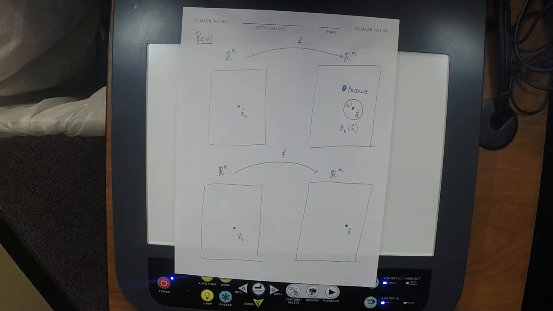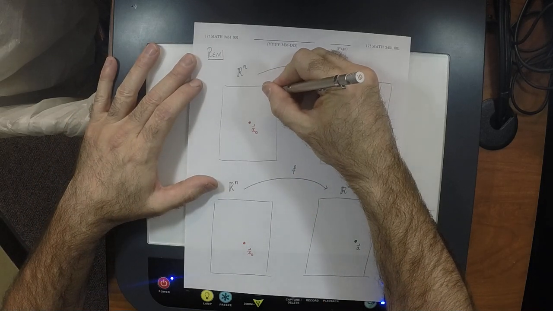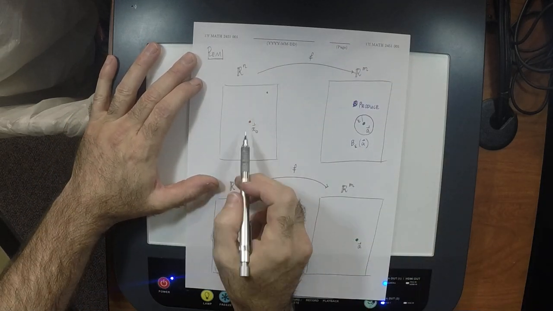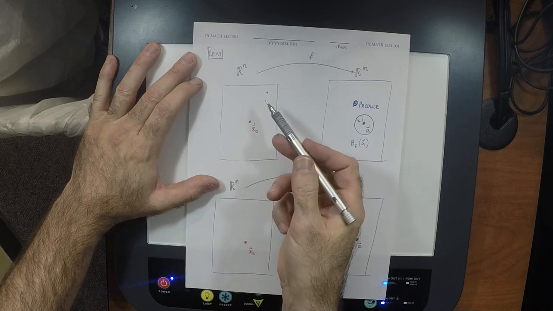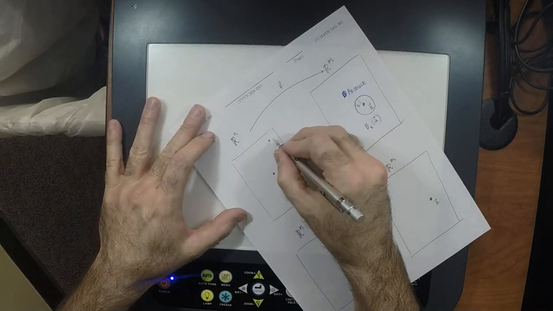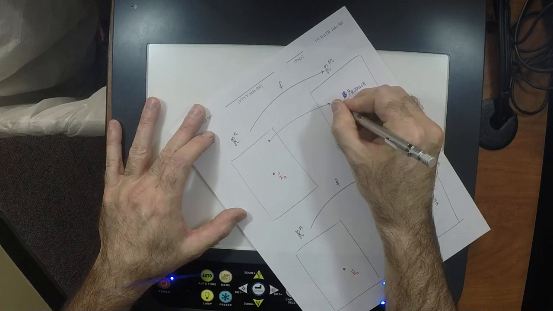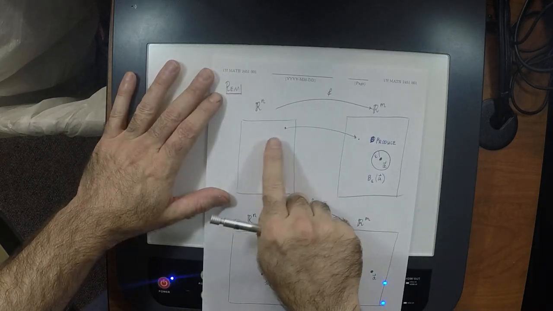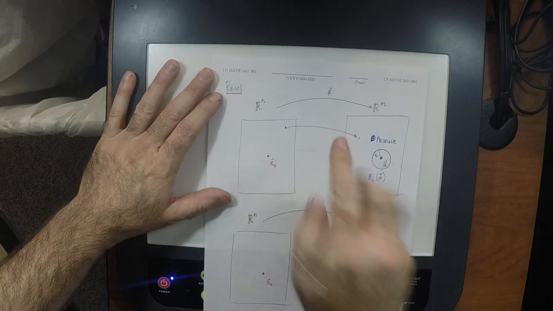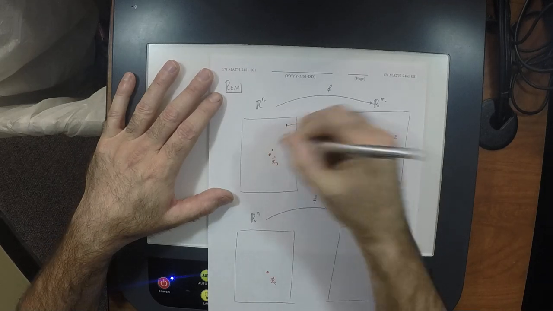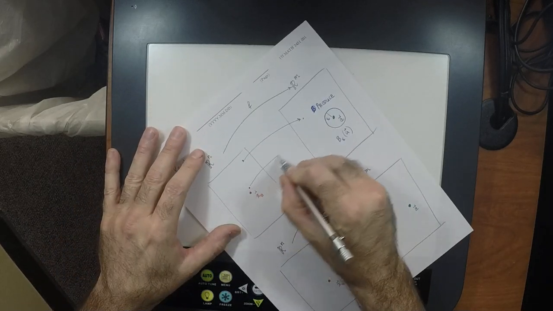And then it may be the case that if you're far away from x, like that, I'm construing that as being far, maybe F takes it to right here, which is not in the ball. Okay, so then that point doesn't make it into the ball, but maybe a really close point will make it into the ball.